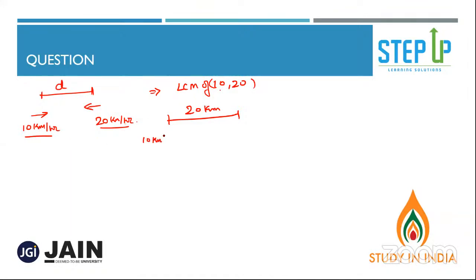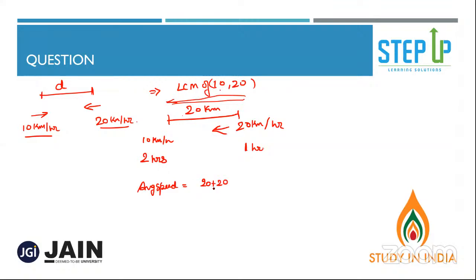So at 10 kilometer per hour, if I'm traveling 20 kilometers, it means that I'll take 2 hours. And if I'm traveling at the speed of 20 kilometer per hour, I will take how many hours? 1 hour. So my average speed will be equal to what? Total distance, that is 20 while going and 20 while coming back. So 20 plus 20, that's 40. 40, right, Subhash? So total distance will be 40 and total time taken is 2 hours while going and 1 hour while coming back. So it is 40 by 3. 40 by 3 is equal to 13.66. So that will be your average speed.